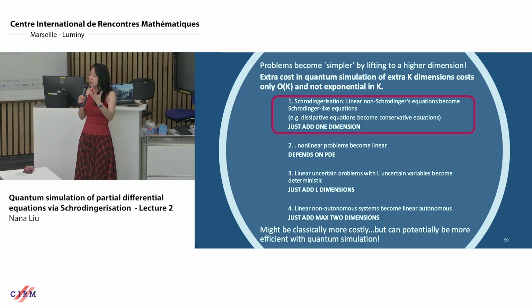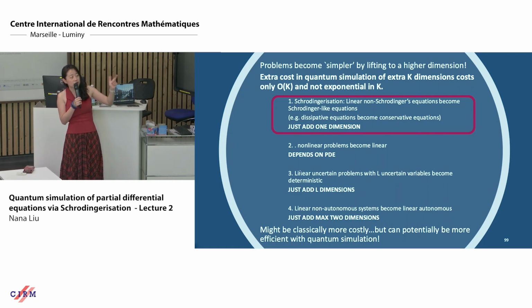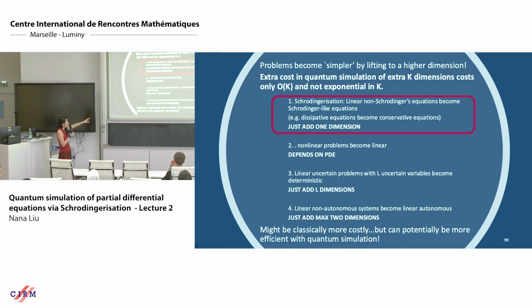Okay, and then we automatically get an ensemble average that way. And 4, which I like very much, but I guess none of you work on this. But in case you're interested, if you have linear non-autonomous systems, then we just need to add a maximum of 2 dimensions for them to become linear autonomous systems.